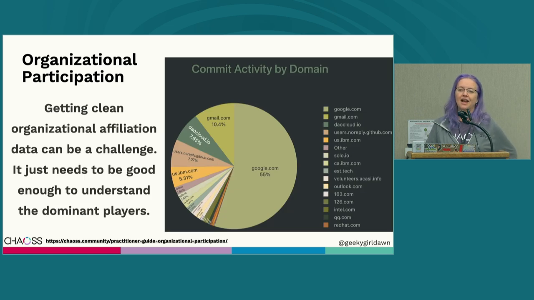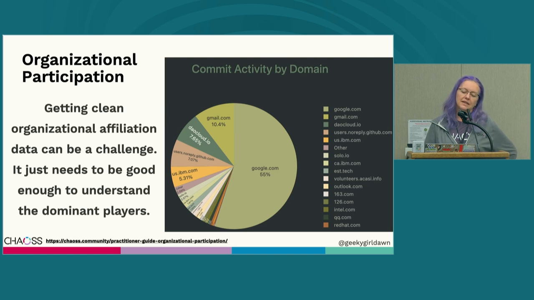The biggest challenge with identifying trends for organizations and open source projects is that the organizational affiliation data is almost never accurate enough to use without doing some manual cleanup. This example is actually relatively clean compared to a lot of others, but you can still see that 20% of the contributors aren't matched to organizations.